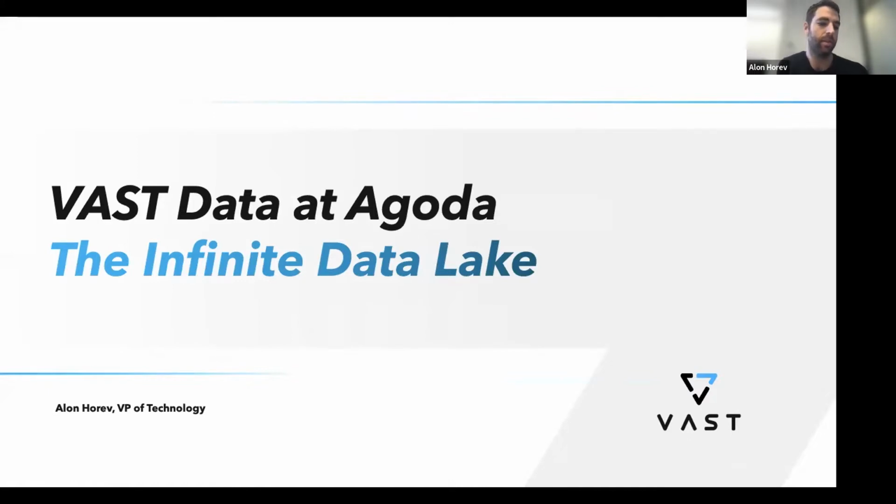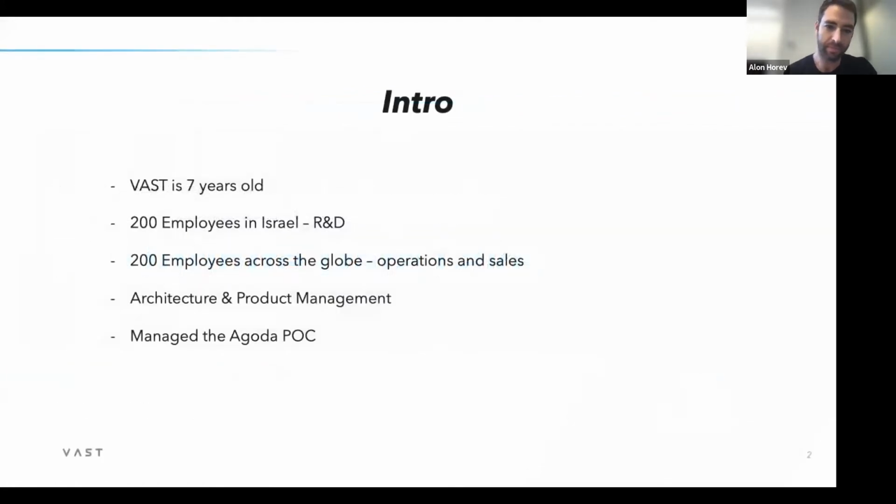I'm gonna talk to you today about Vast Data, what this company does, and why, and how we are involved with Agoda. So Vast is 7 years old. We have about 200 employees in Israel, mostly engineering and support, and 200 additional employees worldwide, mostly operations and sales, a relatively big office in the US, another office in London, and many distributed smaller offices around the globe.